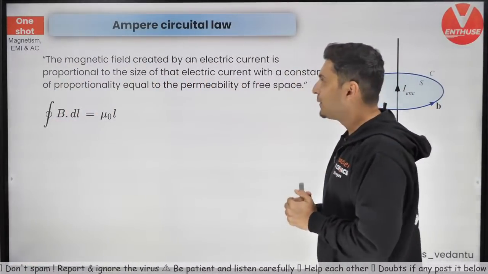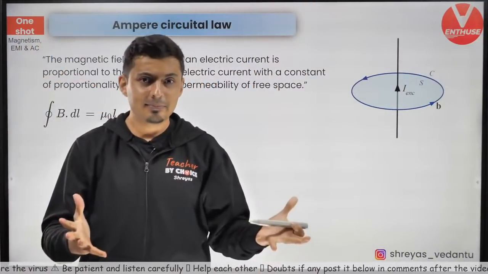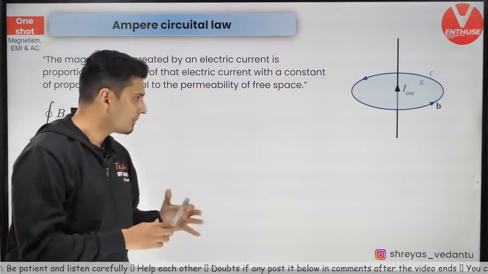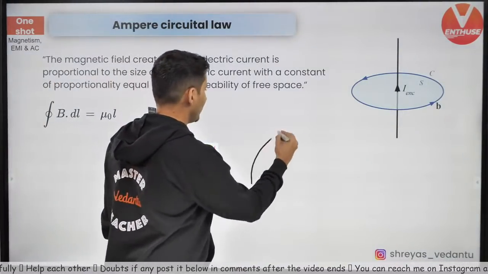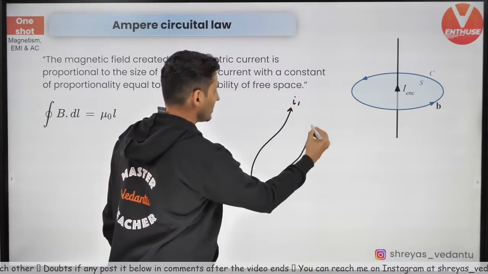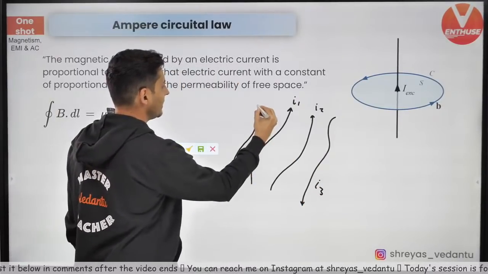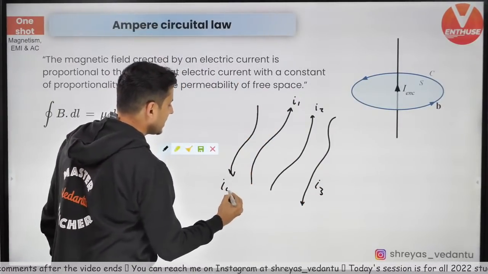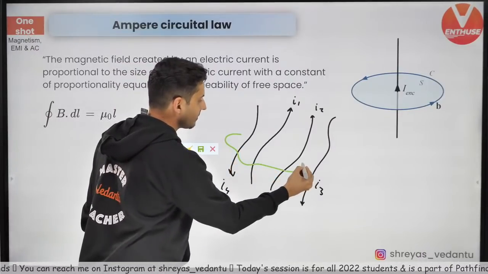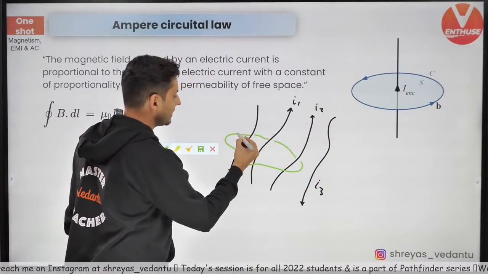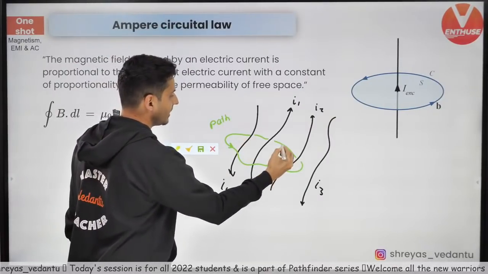Okay. Now, just like you had Gauss's law where you used to take a surface area and find out the field, here, what do you do? In Ampere's loop law, what does it say? If you have a bunch of wires, this is carrying current I1, this is carrying current I2, this is carrying current I3, let's say this is carrying current I4, and you go along a path like this, maybe, and come back over here. This is the path that you travel.